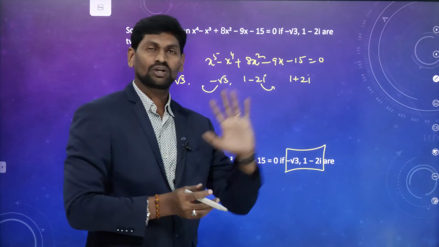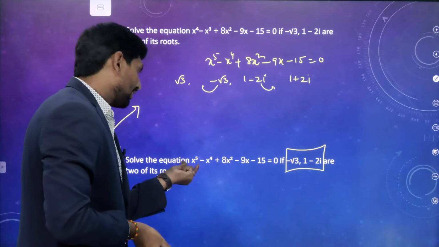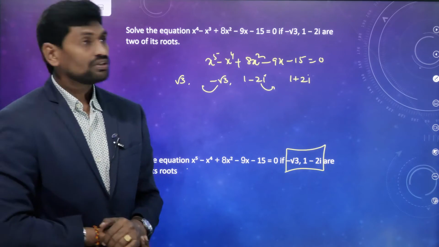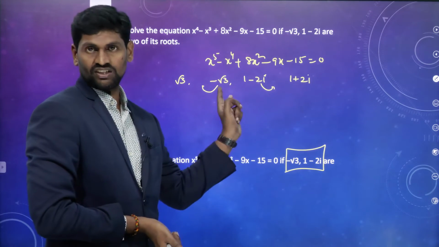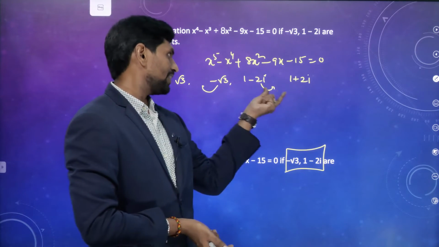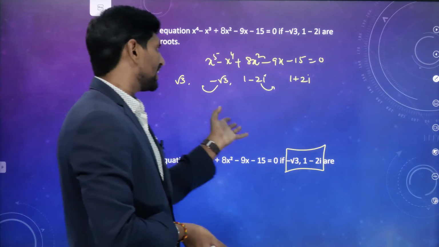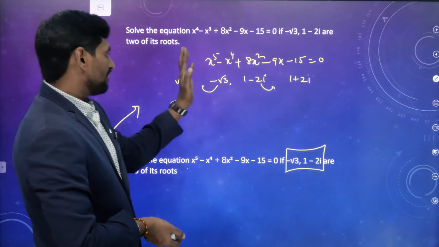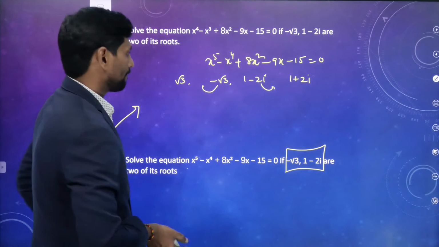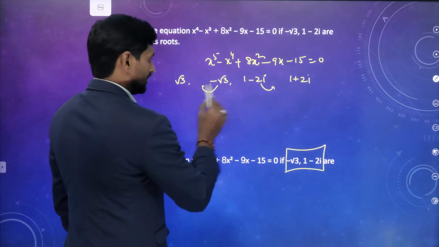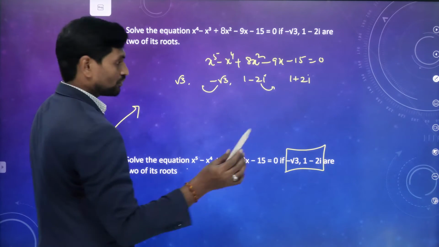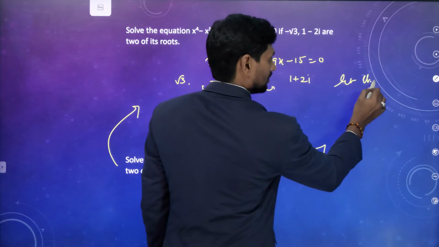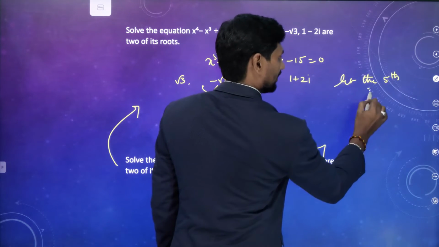That means I know 4 of the roots. Here degree 5 polynomial means it must have 5 roots. So I know 4 of the roots by using the condition. If you have one of the conjugate pairs, we can write the other conjugate one also. 1 minus 2i conjugate is 1 plus 2i. Same, minus root 3 conjugate is plus root 3. Now sum of roots: these 4 roots plus one more root. Fifth root we do not know. Let the fifth root be alpha.